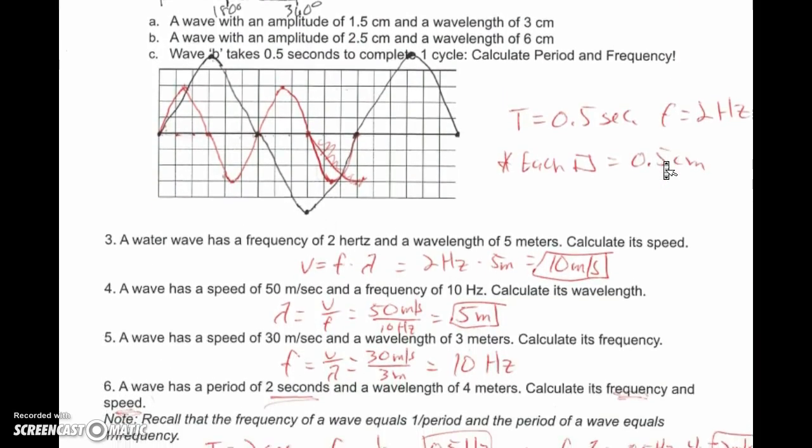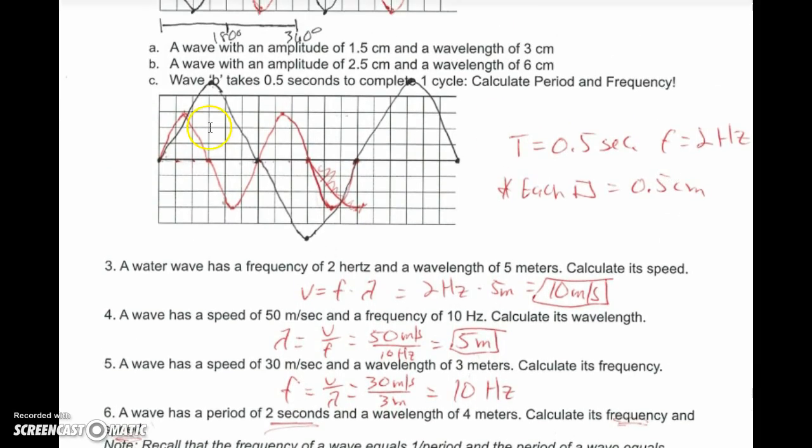Moving on to the next problem. A wave has an amplitude of 1.5 centimeters and a wavelength of 3 centimeters. Well, here I'm having you label each box is going to be 0.5 centimeters. So the first wave, 1.5 centimeters, that means I'm going to need to go up 1, 2, 3 boxes to draw my first wave. And notice, if it's 3 centimeter wavelength, I need to count out 1, 2, 3, 4, 5, 6 boxes.